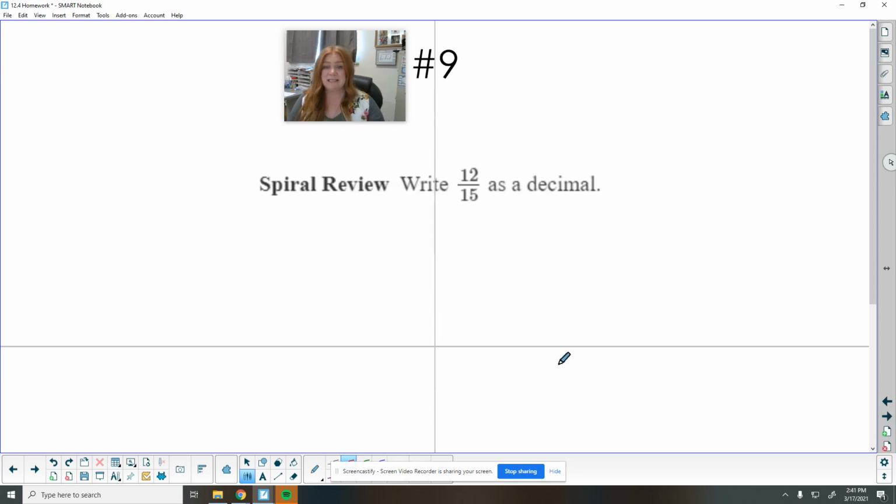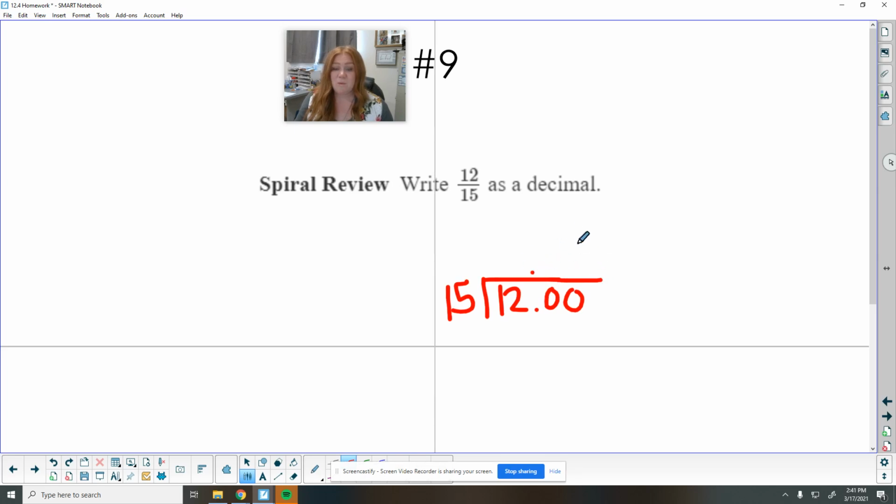Hey, and number 9 today wants us to write 12/15 as a decimal. So there are lots of ways that we can do this problem. I think the easiest way is to say I have 12 and I'm dividing it by 15. So go ahead and add a couple zeros here. Do 15 into that, and that will tell you what 12/15 is as a decimal.